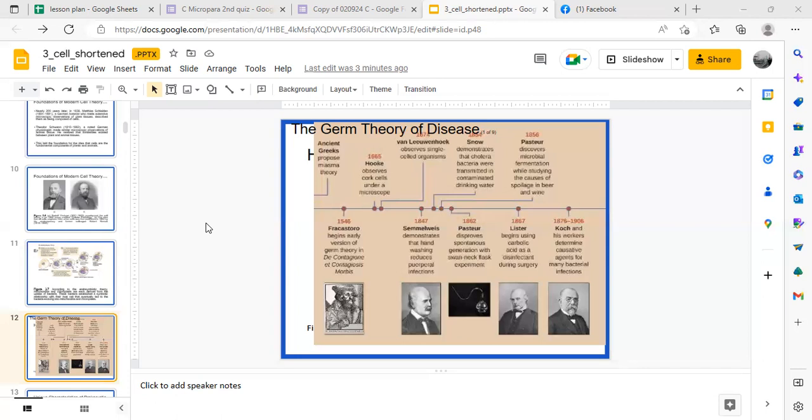Hindi pa masyadong malinis yung mga surgery noon. So, yung idea ng paggamit ng disinfectant was first. And then you have Koch, who finally determined that the cause for some disease are bacterial infections. Okay, so yung anthrax, basta maraming disease siya na discover that is due to bacterial infection.